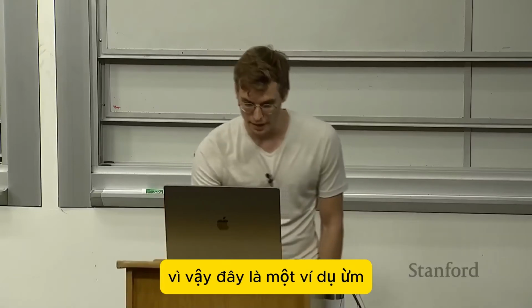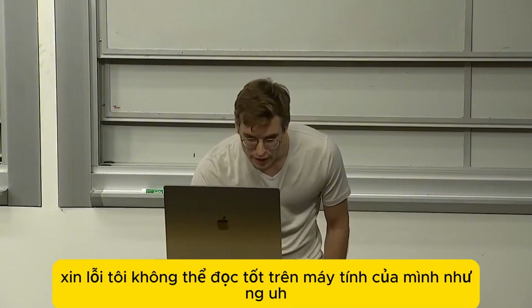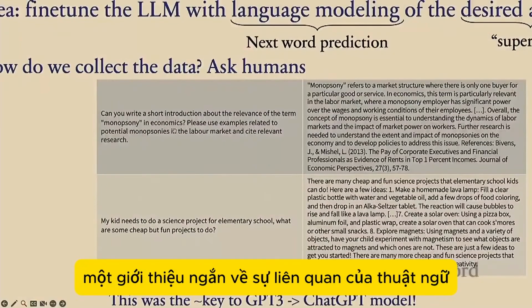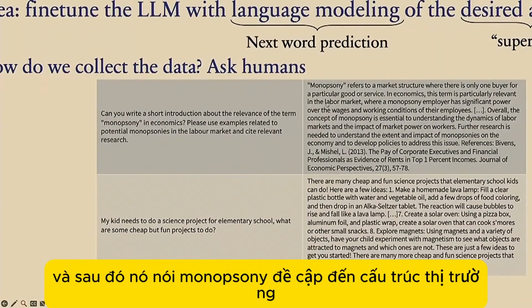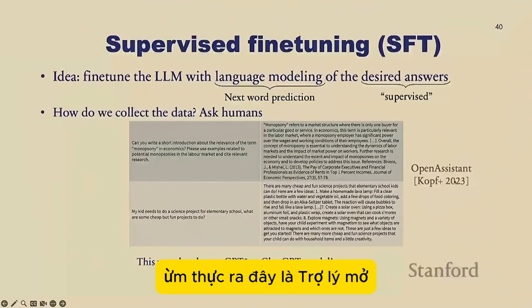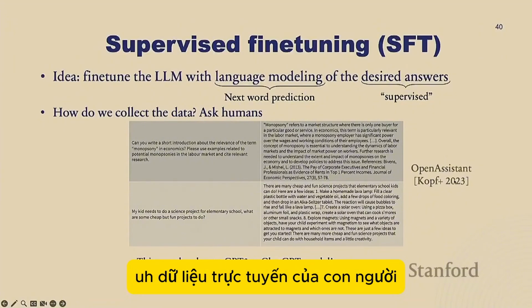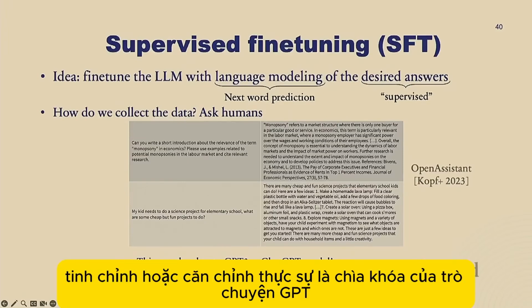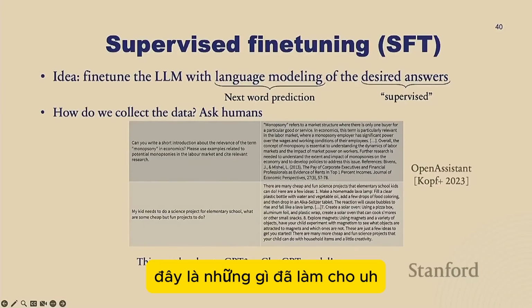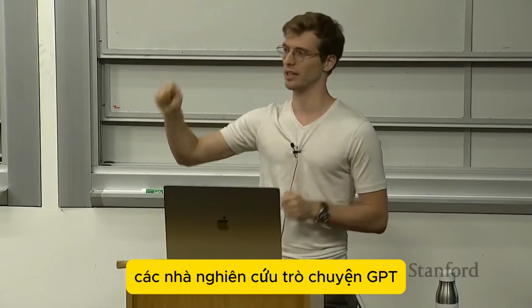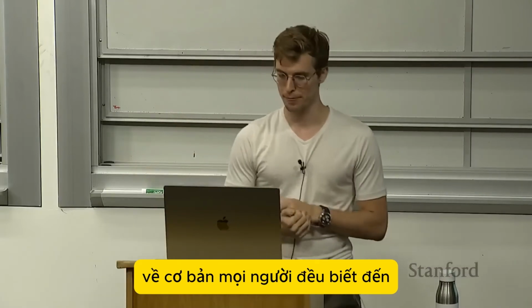So this is an example. Let's read this one. Can you write a short introduction about the relevance of the term monopsony? And then it says monopsony refers to a market structure, blah, blah, blah. And that's a human that wrote that. Actually, this is Open Assistant, which was a way to collect data online from humans. This type of supervised fine-tuning or alignment is really the key of ChatGPT. This is what made the big jump from GPT-3, which was mostly something that was known by AI researchers, to ChatGPT, which became known by basically everyone.